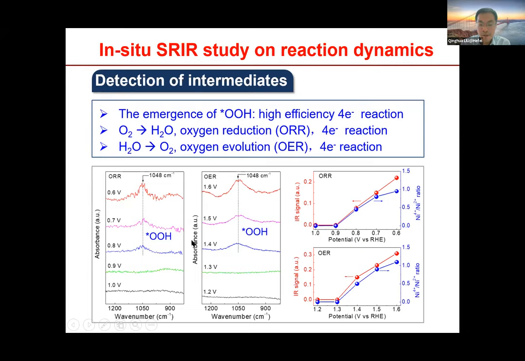This new vibration band can be assigned to the OOH group. This IR signal is potential dependent and increases in intensity with increasing driving potential, suggesting the emergence of reaction intermediates during the reaction.